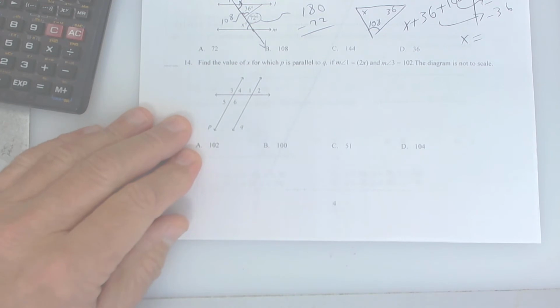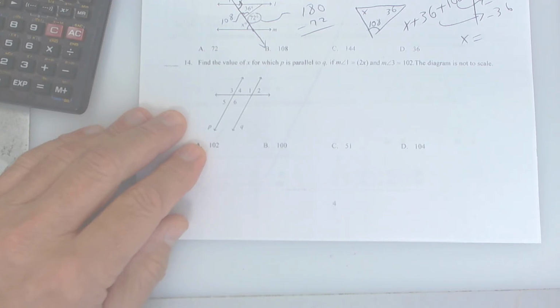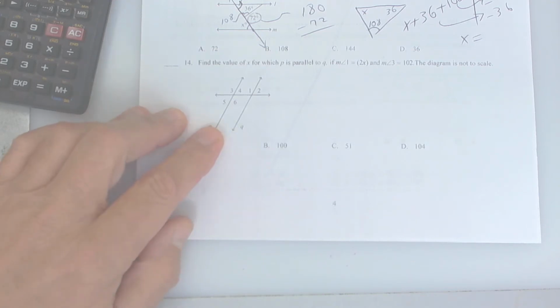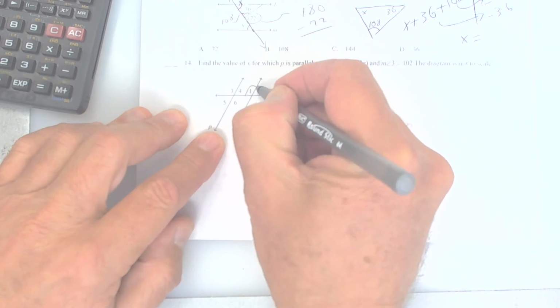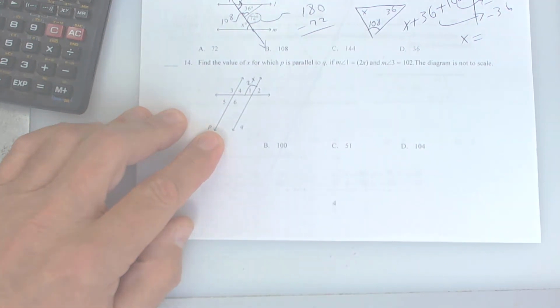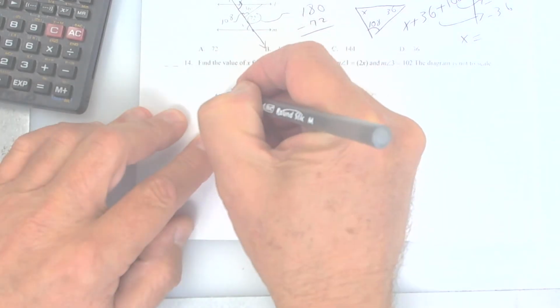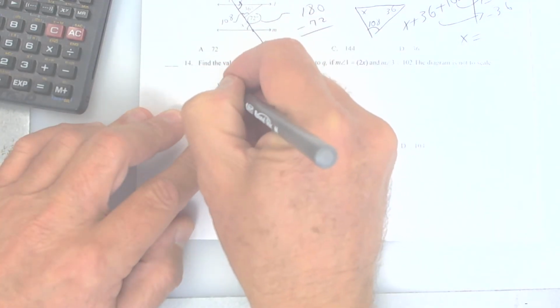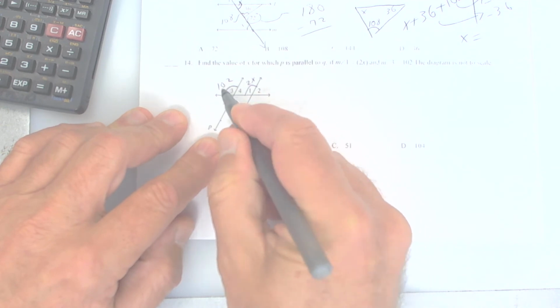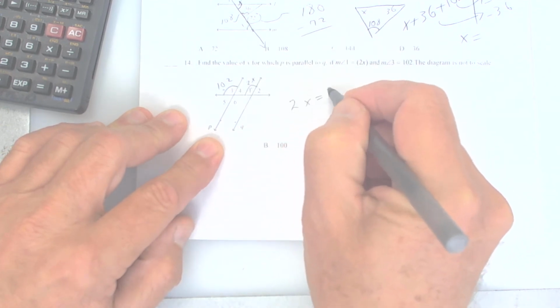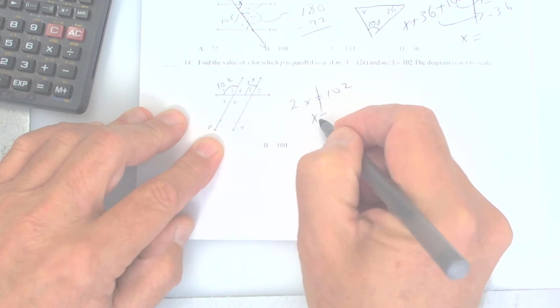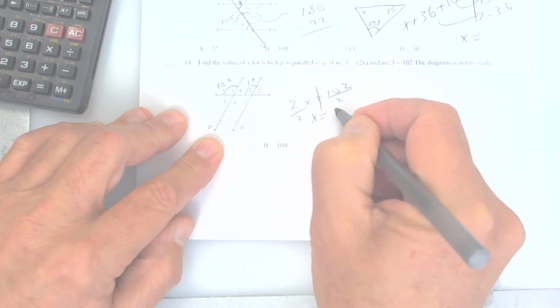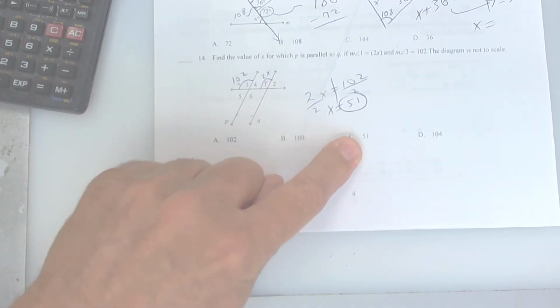Let's go again. This one right here, find the values of x for which P is parallel to Q. So angle 1 right here is 2x, and angle 3 is 102. These are corresponding. In order for this line to be parallel, these have to be equal. So put 2x is equal to 102, divide by 2. When you divide by 2, you get 51. Okay? Corresponding angles have to be equal. Let's keep moving.